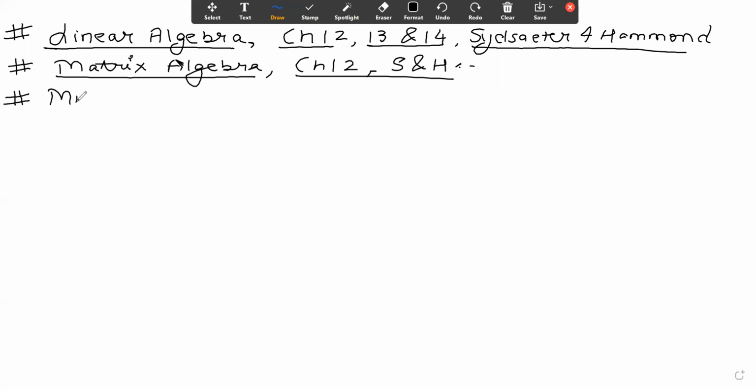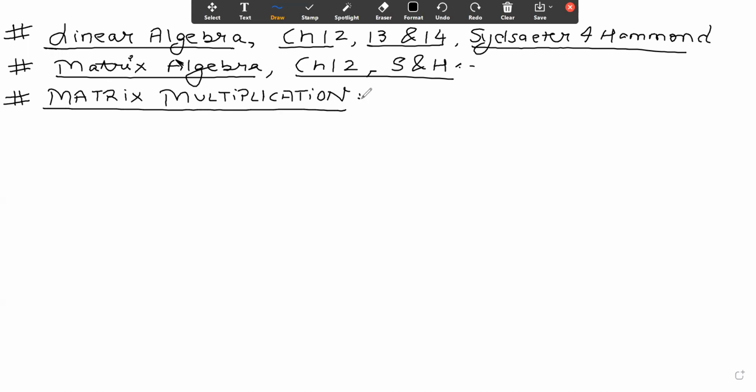So all students can write the heading. This is matrix multiplication. So this is a fresh topic within matrix algebra. Okay, so let's learn how to multiply two matrices. So first let's look at the definition.